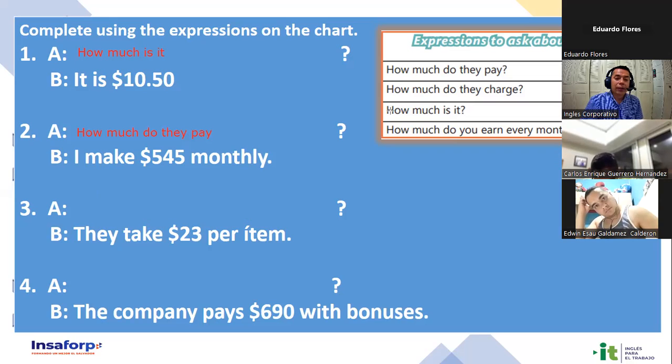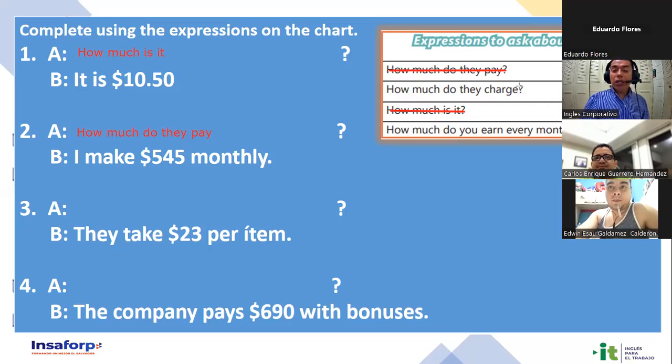Now, please, number three. Okay, let me see. We have how much is it? And how much do they pay? So you have only two options, Eduardo. Perdón, aquí me equivoqué. Vamos a regresar aquí, permítame. Okay, here. How much do they pay, right? ¿Cuánto pagan? Yes. Good.